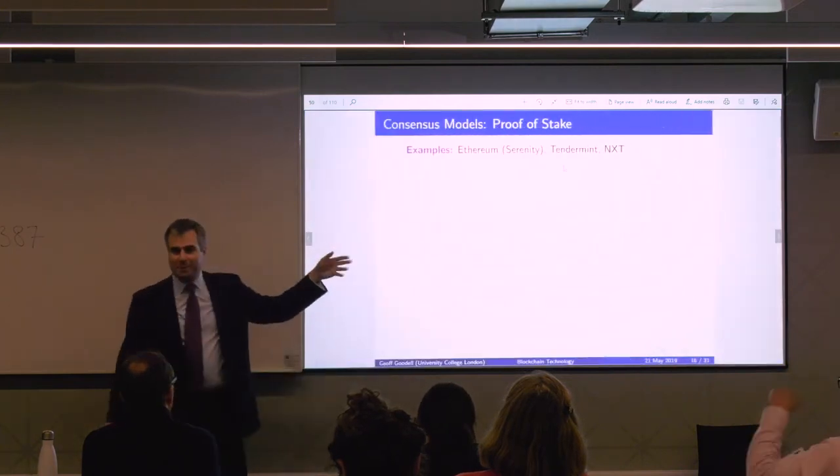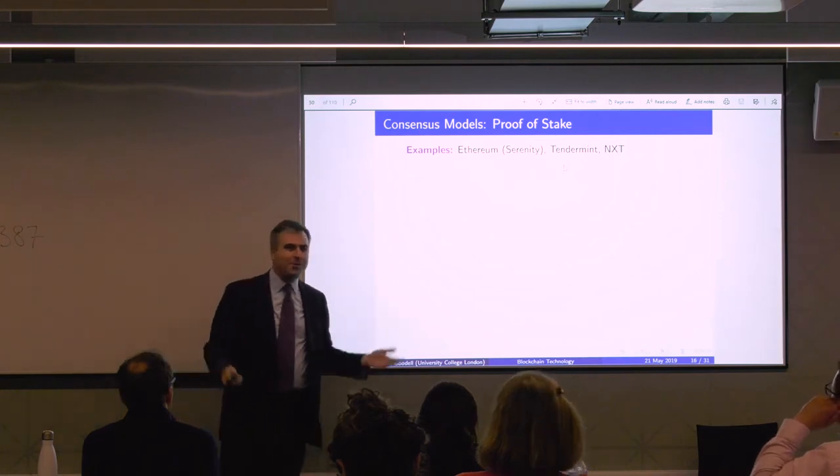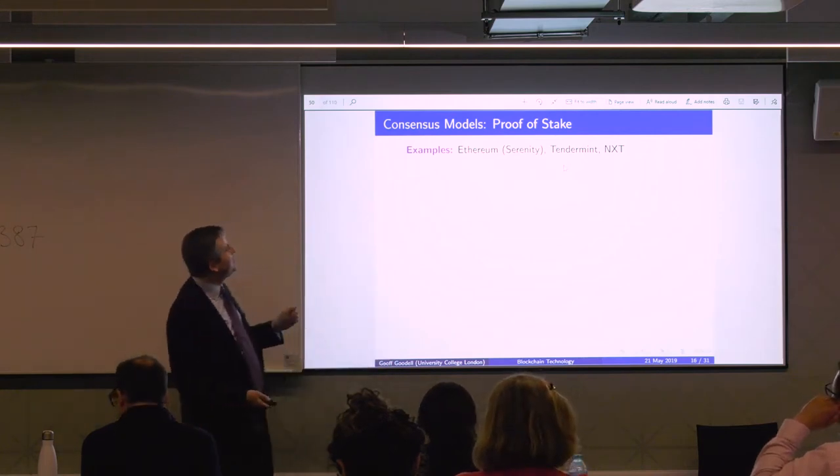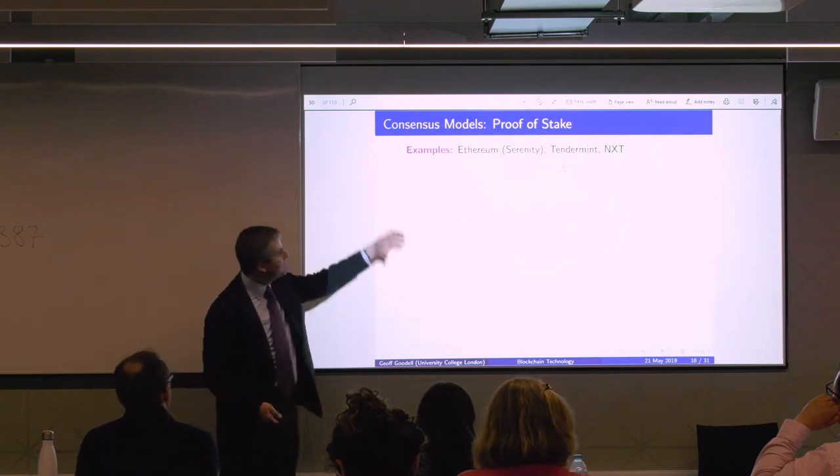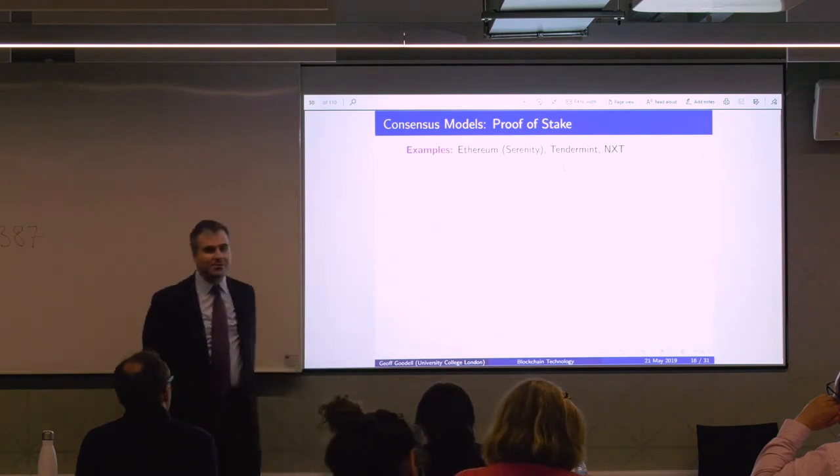So we have some alternatives. People recognize that proof of work is not so good. So what else could we do? Well, we could do proof of stake. And here are some examples: the Serenity version of Ethereum, Tendermint, and a few others.